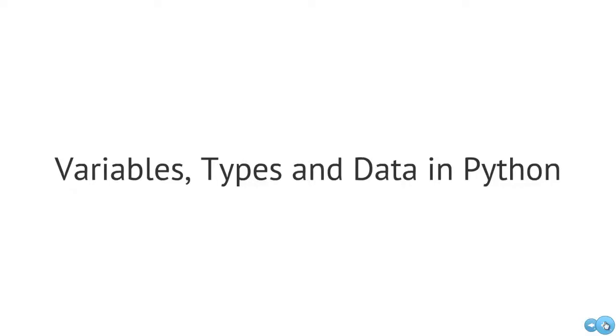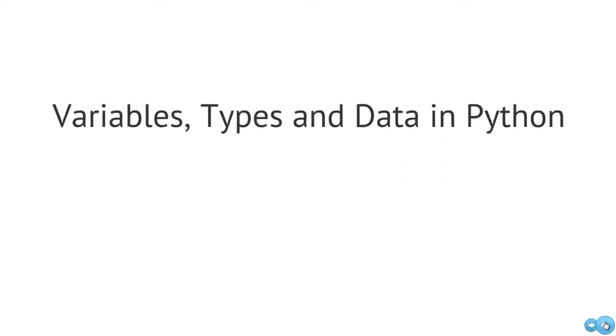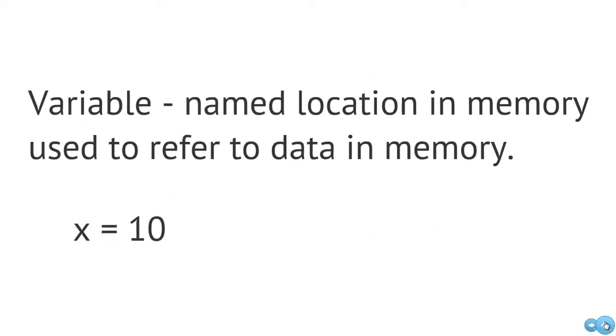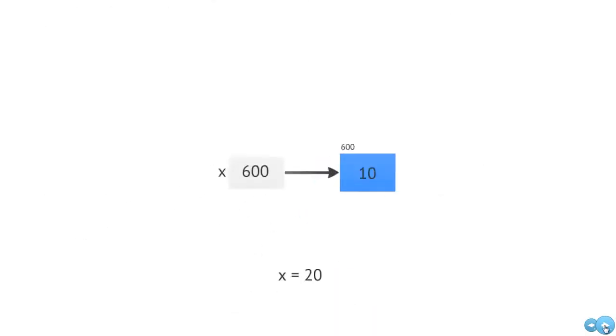All right, so in this video, we're going to take a look at variables, types, and data in Python and try to gain a better understanding of what these terms mean. So when we think about a variable, we're just thinking about a name, location, and memory used to refer to some data. So if we had this assignment statement here where we're assigning the value of 10 to x, this value or this data here, 10, exists somewhere in memory, and this x here, the variable x, also resides somewhere in memory. So let me discuss this a little bit more in detail.